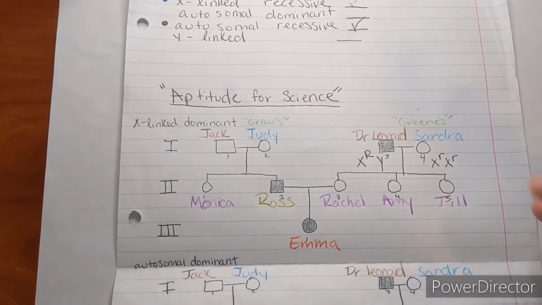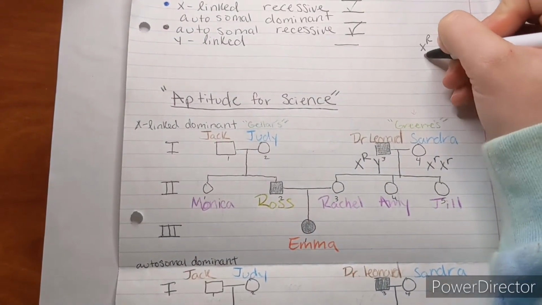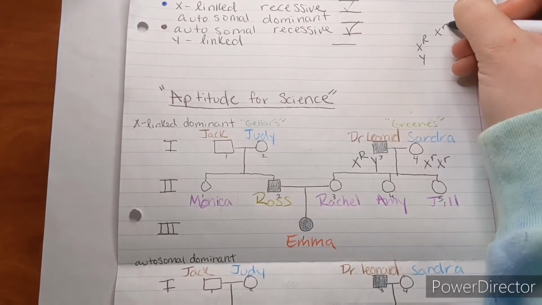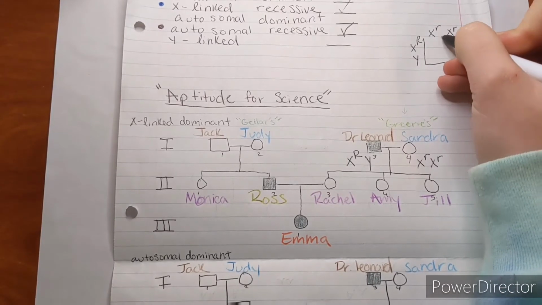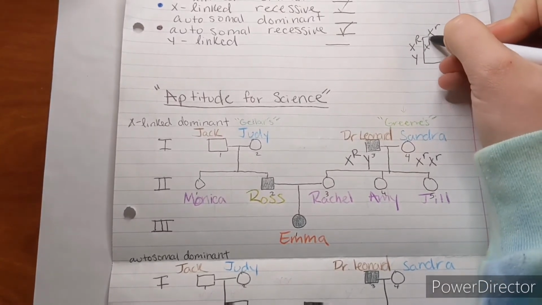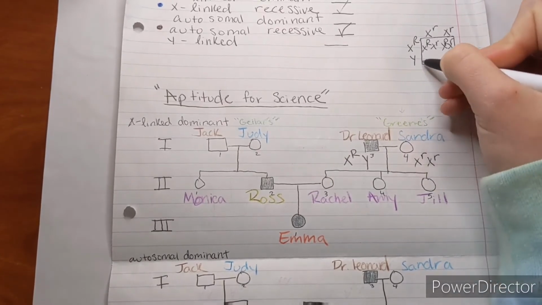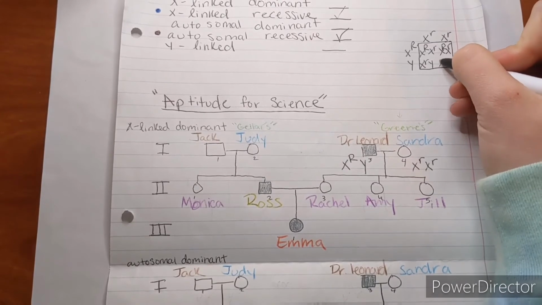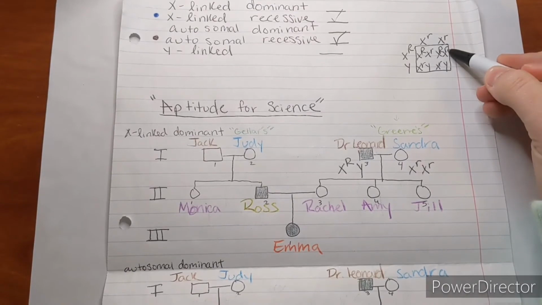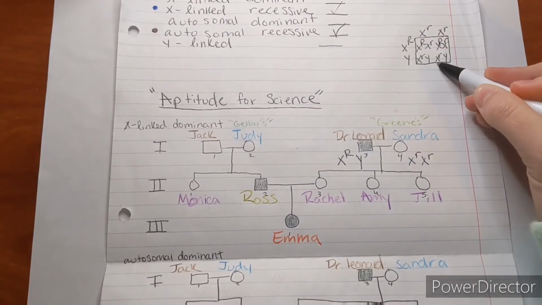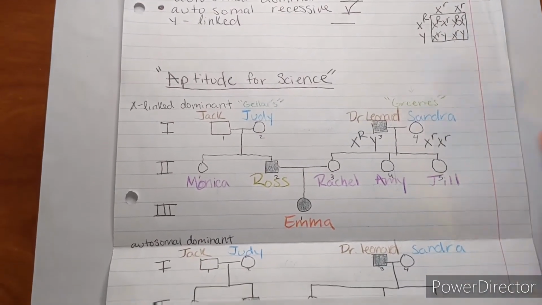If we do this Punnett square, we're going to have X big R, Y, and X little r, X little r. Then we would get X big R, X little r, X big R, X little r, and X little r, Y for both. As seen, all of the daughters would get the trait, and all of the males would not. And since all of their daughters do not have the trait, this is not possible.